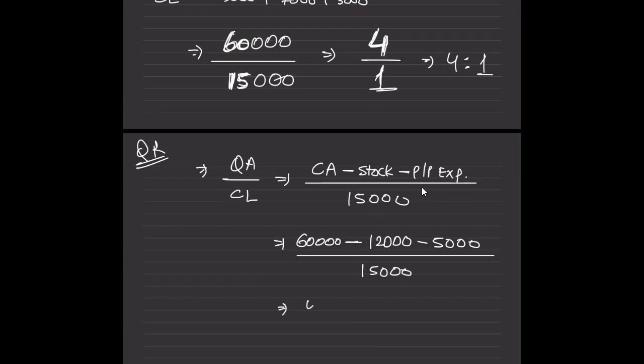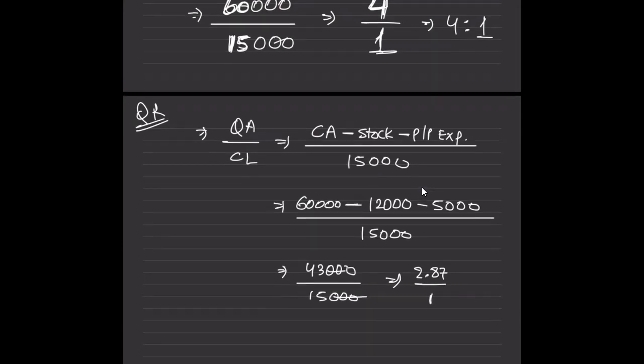So this would be 43,000 divided by 15,000. So let's cross out the zeros and divide 43 by 15. So this would give you 2.866. So let's take 2.87 divided by 1, or we can say 2.87 is to 1. So for every 1 rupee of my current liability, I have 2.87 quick assets to pay that current liability.